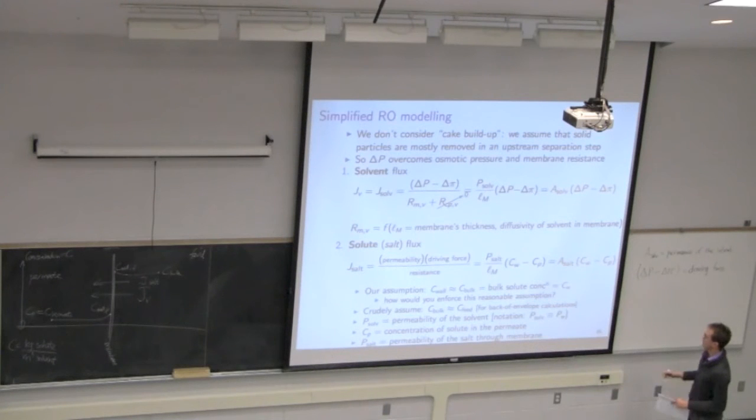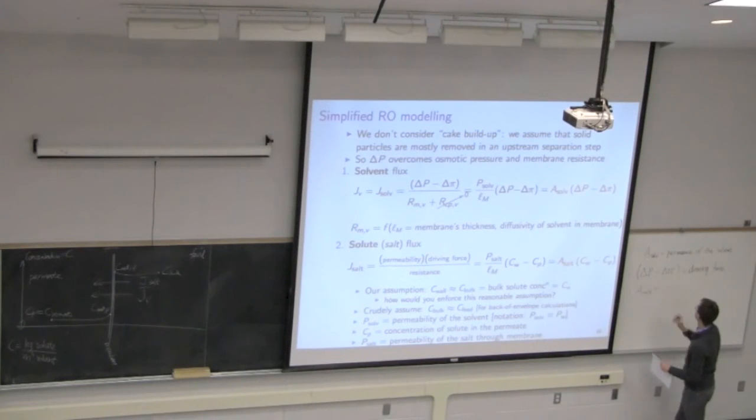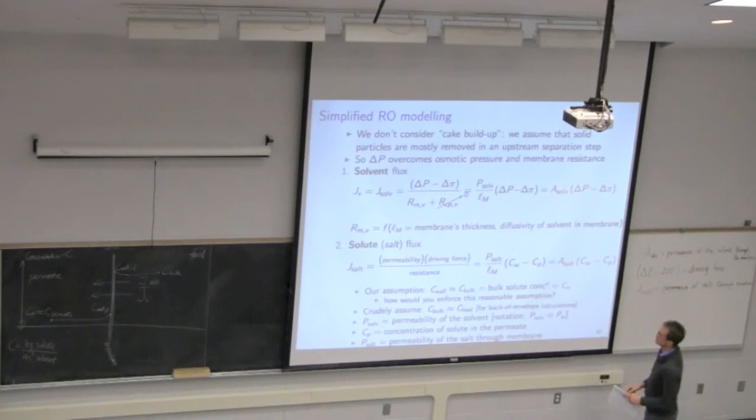So J salt then is the product of the permeance of salt through the membrane. So A salt is different to A solvent up here. A salt is the permeance of salt through the membrane, while the permeance of the solvent is up here. And the driving force there is the difference in concentrations on the feed side minus the permeate side.